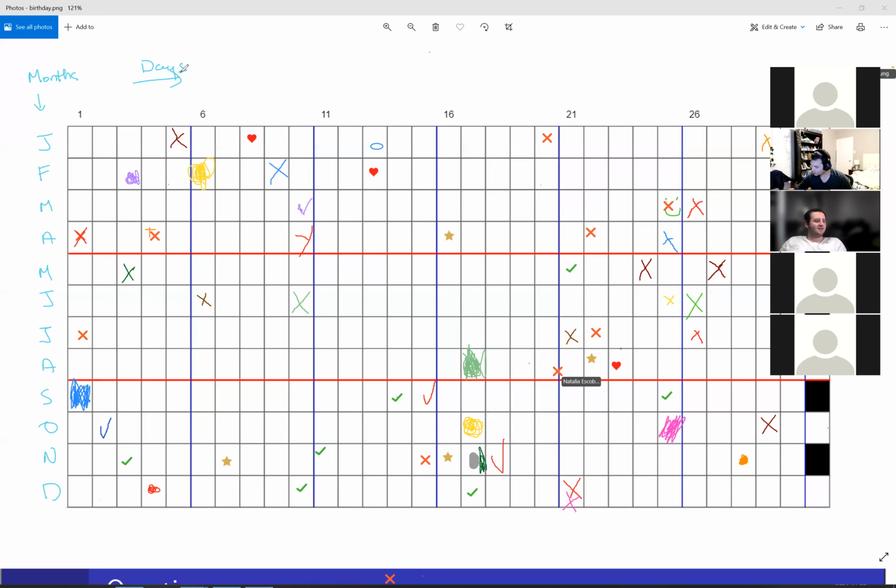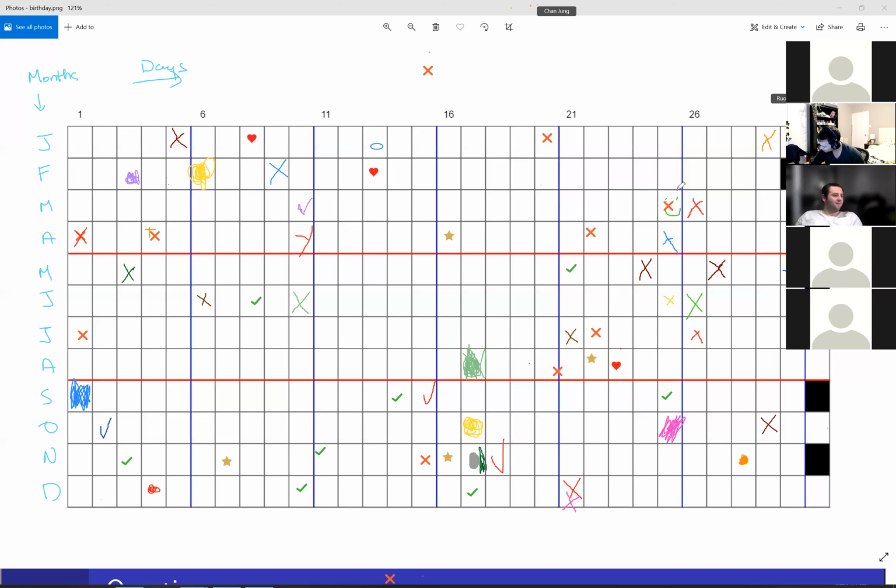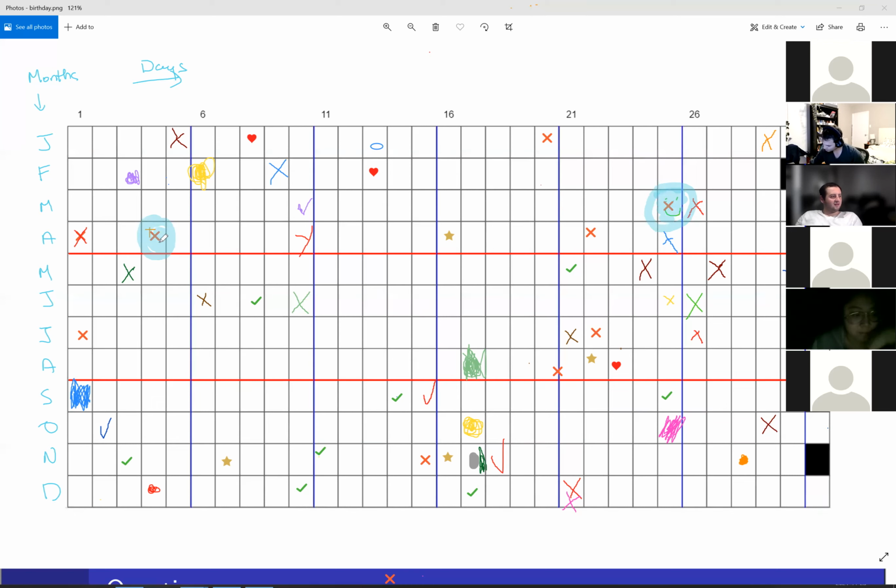Okay, so there are actually a lot of overlaps, right? Let's see if we can find them all. So there's definitely one here, right? Yeah, that's an overlap. There's an overlap here, here. Where else? There's an overlap here. There's an overlap here. Do we see any others? I think that's mainly it.